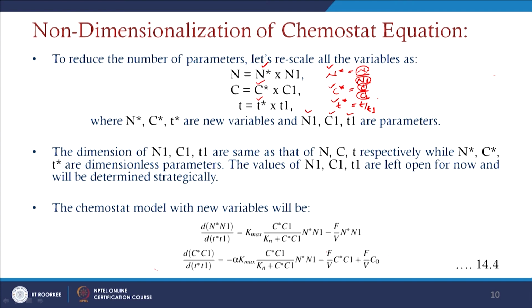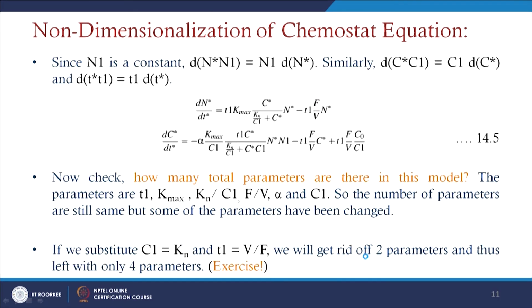For the chemostat model with new variables, if we put these variables in the equations, we can directly replace n by n star into n 1, t by t star into t 1, similarly c by c star into c 1, and n by n star into n 1. Similarly, we can replace in the second equation also, and the non-dimensional form of the equation can be written in this form. Since n 1, t 1 and c 1 are all constants, we can take these terms outside the differential operators: d of n star n 1 can be written as n 1 into d n star, d of c star c 1 as c 1 into d c star, and d of t star t 1 as t 1 d t star.